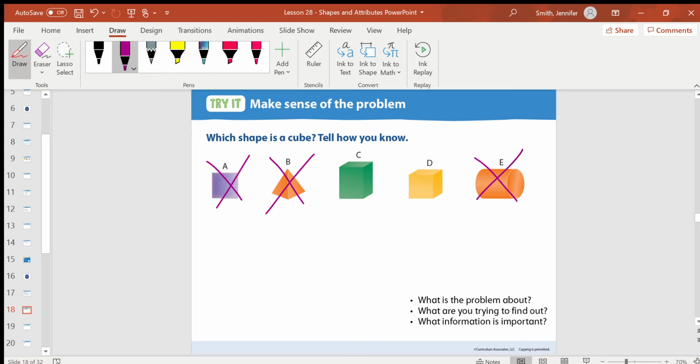When I think of a cube, I look at, are all sides and faces the same? And on C, I see that C has some triangles, or rectangles rather. So I don't think C is a cube. So that would leave me with D. D is a cube because I see it has square faces. And I also see that all sides are the same. So let's continue on and learn more about these three-dimensional shapes.